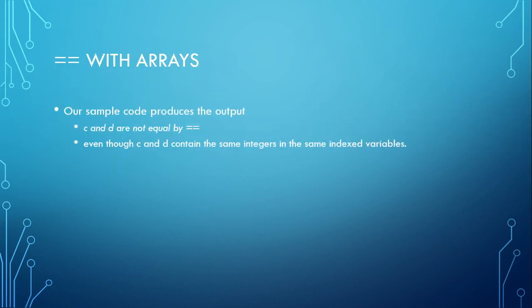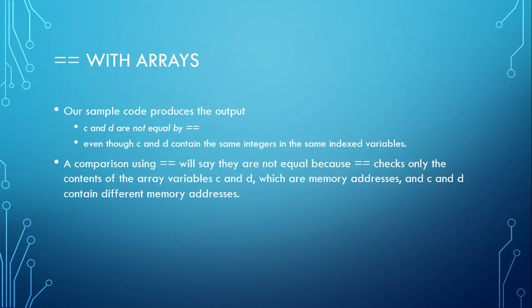Our sample code will then produce the output. C and D are not equal by equals equals, even though C and D technically contain the same integers in the same index variables. A comparison using equals equals will say they're not equal because equals equals only checks the contents of the array variables C and D, which are memory addresses, and C and D contain different memory addresses. This is because they're different objects. Different objects contain different space in memory. So when the computer goes to check those, C and D are not the same thing.